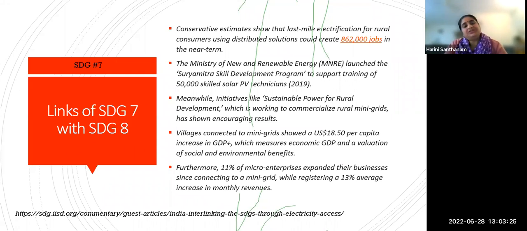So we can also see that they will contribute to positive GDPs and also valuation of the social and environmental benefits. And what we require here is policy with respect to the micro enterprises, which relate to how energy is being used in the rural sector. So 11% of micro enterprises have expanded their businesses since they have connected to a micro grid within their village limits. And you can see that a 13% average increase in their monthly average revenues has been recorded.